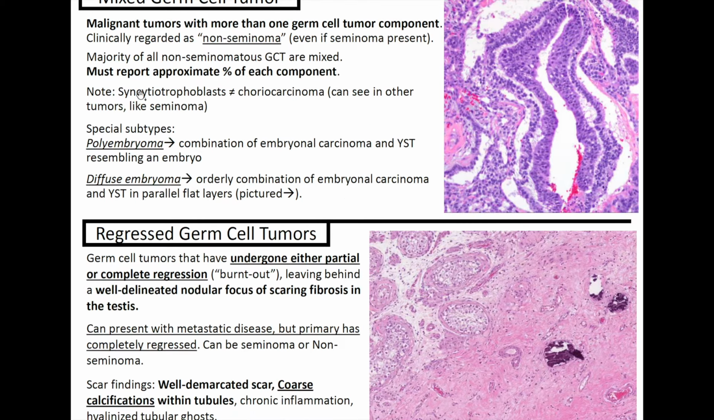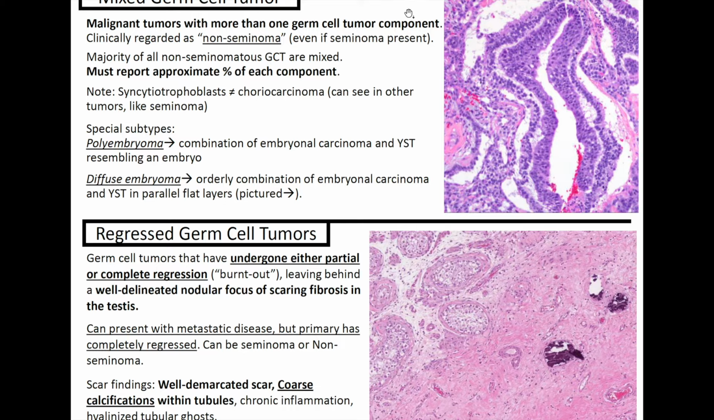Next up, we've got a mixed germ cell tumor. So these are malignant tumors with more than one germ cell tumor component, as the name suggests. Clinically, they're regarded as non-seminoma, even if seminoma is present. And the majority of all non-seminomatous germ cell tumors are mixed, so you must report the approximate percentage of each component. For example, I recently had a case and it was 65% embryonal, I believe 20% yolk sac tumor, and 15% choriocarcinoma.